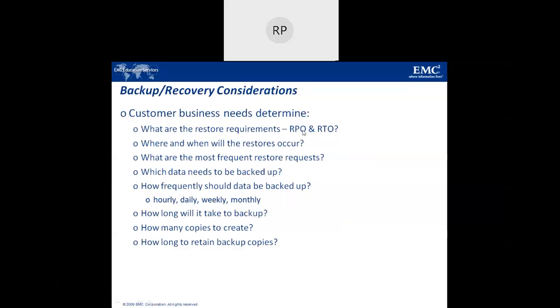RPO is the amount of data loss a business can sustain, and RTO is the amount of downtime the business can sustain. These are the two factors we need to consider while taking the backup: the amount of downtime a business can sustain and the amount of data loss a business can sustain. After that, where and when the restore will occur, we need to decide.